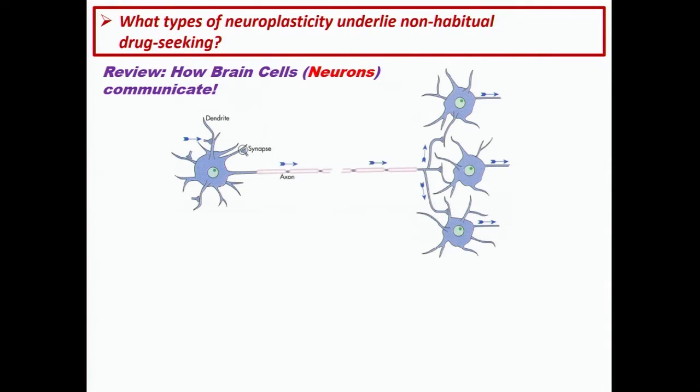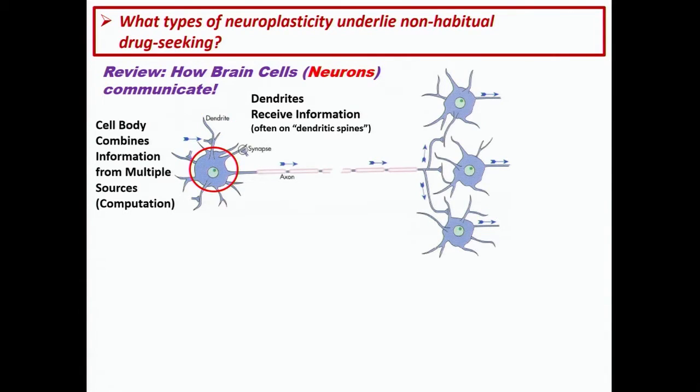Okay, so how do these neurons communicate? First off, all these cells in the brain, these neurons, have these areas called dendrites, and these dendrites are what receive information from other cells, other neurons. These dendrites receive this electrochemical information and then send electrical pulses to the cell body of the neuron, the center of it, which then integrates this electrical information from all of these different dendrites. So all this information is coming in and being combined.